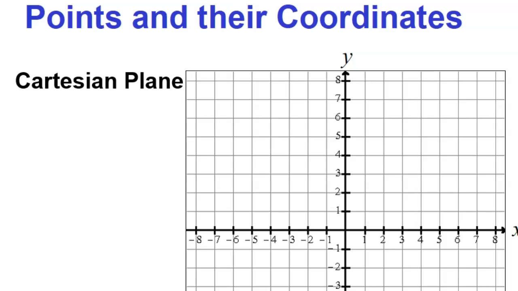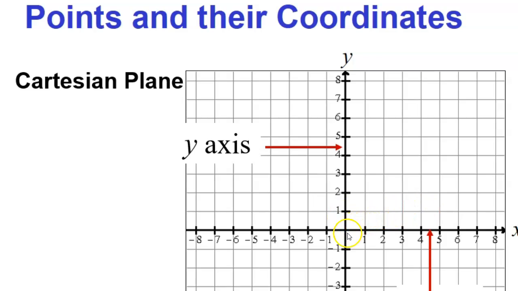So now I want to revise plotting coordinates, or as we call them, points. So we have our Cartesian plane. Notice we have what we call the y-axis, and we have what we call the x-axis. The x-axis is really like a number line.